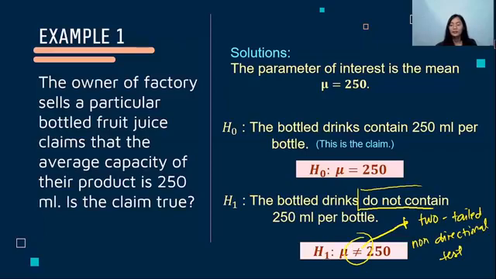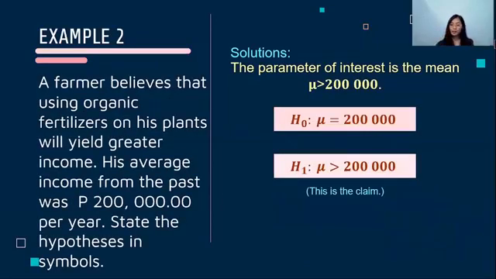All right. Next, the null hypothesis is mu equals 200,000, and the alternative hypothesis is mu is greater than 200,000. What type of test fits here? You can type in your answer now. Okay, let's see if you really understood the lesson. All right, time's up.